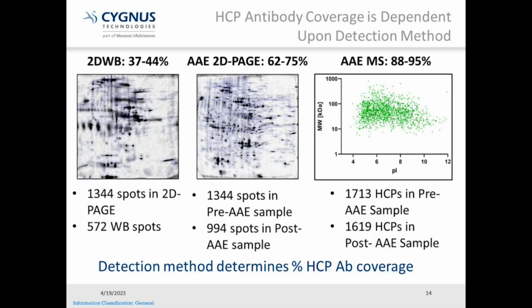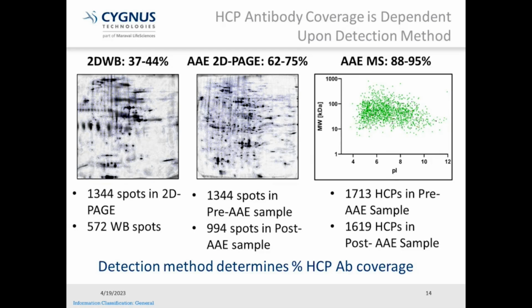ELISA polyclonal antibody coverage is highly dependent upon detection method. In this example, the same sample was analyzed by Cygnus Technologies antibodies and detected with different detection methodologies. The different methods used were 2D Western blotting, antibody affinity extraction with 2D page, and AAE with mass spectrometry detection. As you can see in 2D Western blotting and AAE 2D page, the same number of pre-AAE spots were detected. However, in Western blotting, fewer spots were detected compared to AAE 2D page. This leads to the difference in the coverage ranges between 2D Western blotting and AAE 2D page.